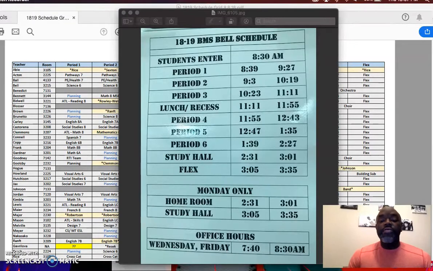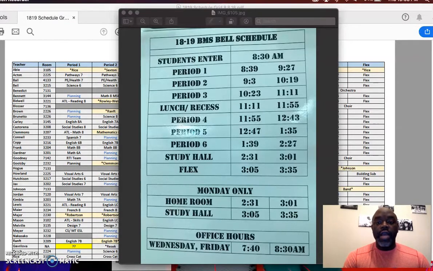On Wednesdays and Fridays, that 7:40 to 8:30 time is designated for students to come in for office hours. This is homework help and or detention for our students who do not arrive to school on time on multiple occasions. Once they hit 3 tardies to a class, students are obligated to attend detention hours before school during the 7:40 to 8:30 school time.